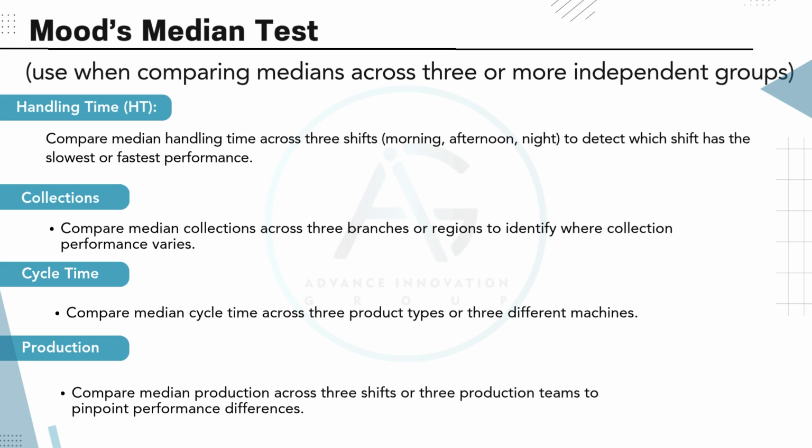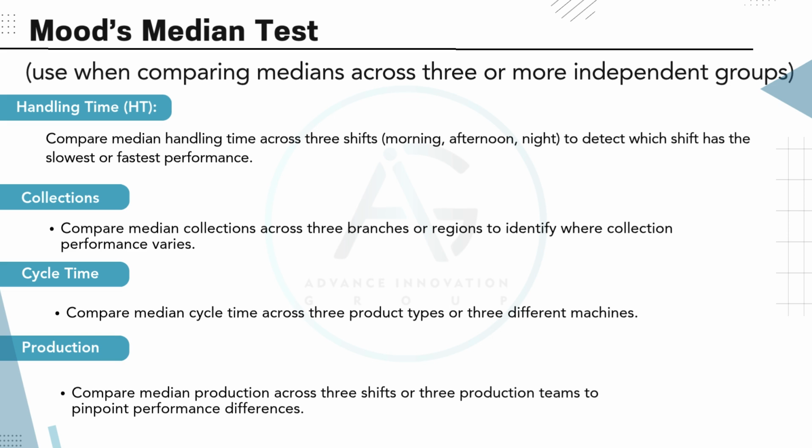Now walk through each example one by one. 1. Handling time, HT. In this example, we're comparing the median handling time across 3 shifts: morning, afternoon, and night. The goal is to determine if one shift is significantly faster or slower than the others. Since the data may not be normally distributed, Mood's test is a safer choice over ANOVA.